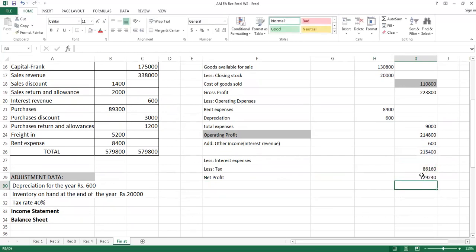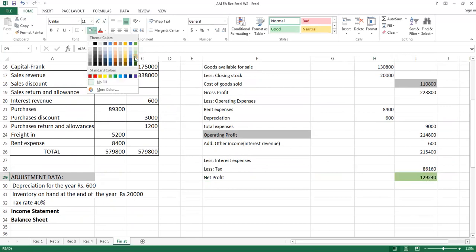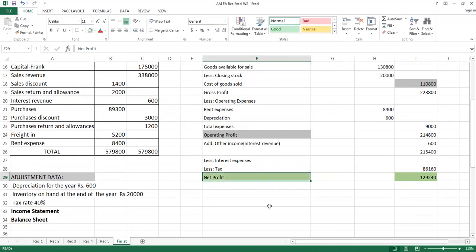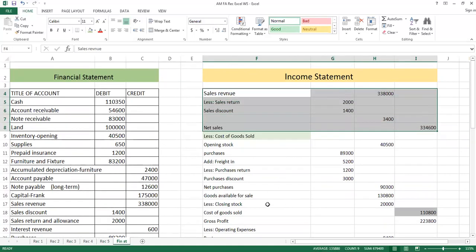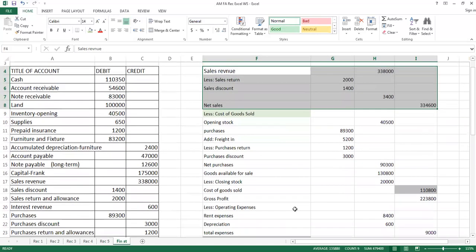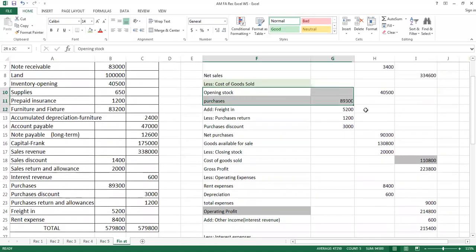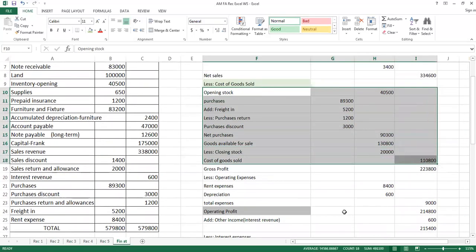So your final profit is 129,000. This is the net profit of your question. So there are three main components. In the first part, up to here, we calculate net sales. In the second part, from here to here, this is a more tricky part in which we work on cost of goods sold, and I have explained maximum information over here, whatever we need to work on.